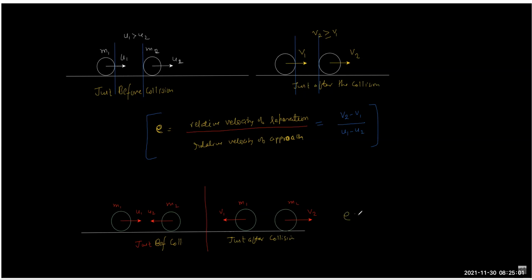So the definition of e will be the relative velocity of separation. Now, at what rate will they separate? If you look at this situation, then this is definitely the sum of them. And the relative velocity of approach is also the sum of them. So the relative velocity of separation or approach means at what rate they are coming closer. That's interesting.